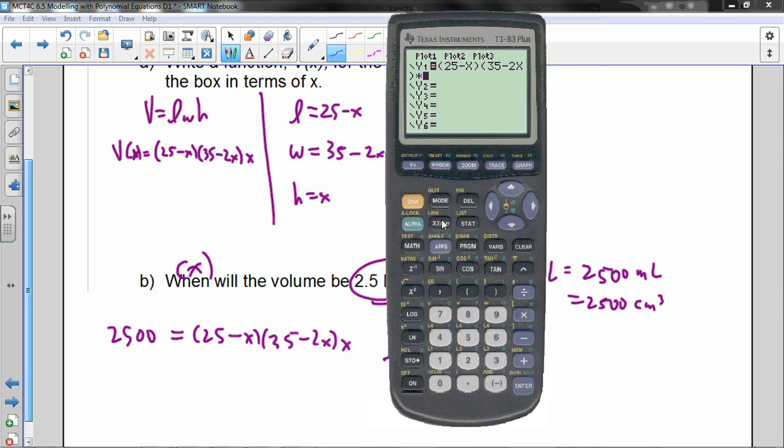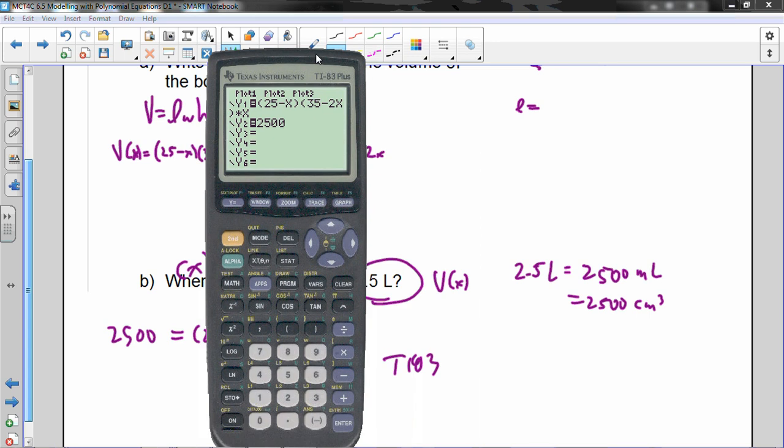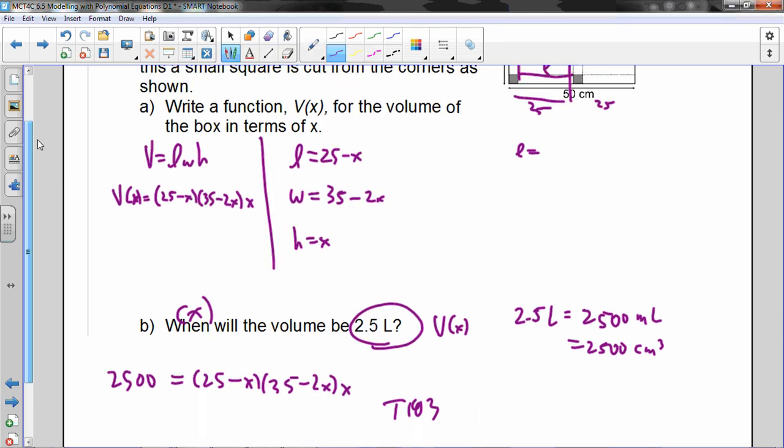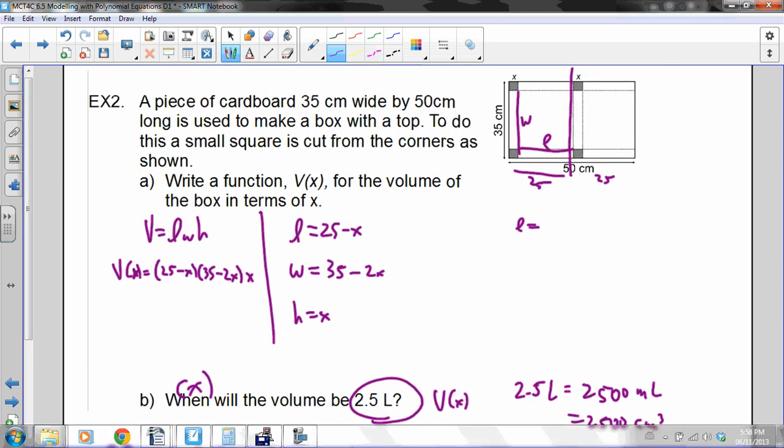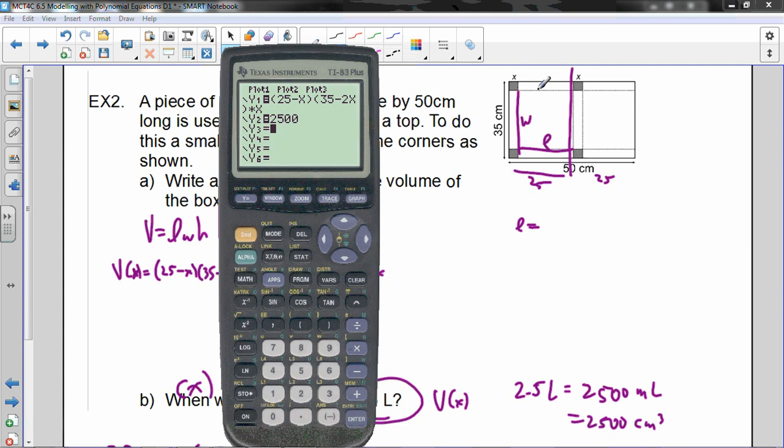Times x. And the right-hand side, I'm going to find out when this is 2,500. Now, I'd love to just press graph, but I've got the window settings from the old one. Let's think about this. What would be decent window settings here? Well, what's a decent value of x?